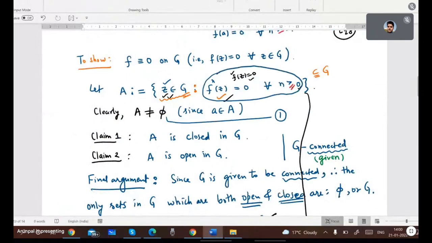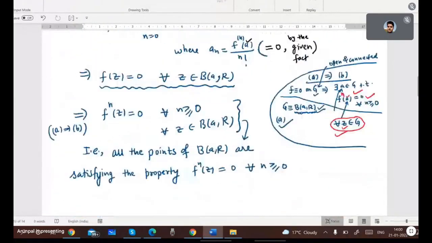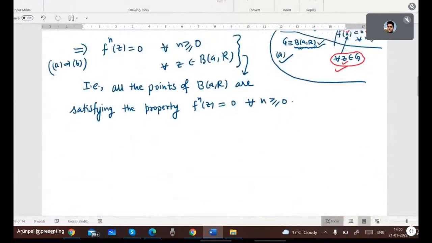Now I have shown you that every point of B-bar is satisfying this property. It means this whole ball B-bar is contained in A. Every element of this ball is in A. And now it means A is open. We were to find a ball around a point of A which fully sits inside A, and I have shown you that. And now the proof is complete.